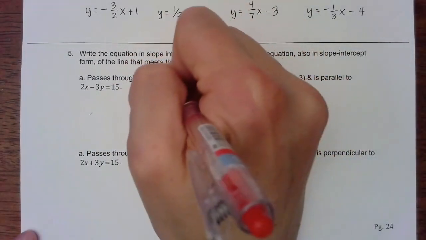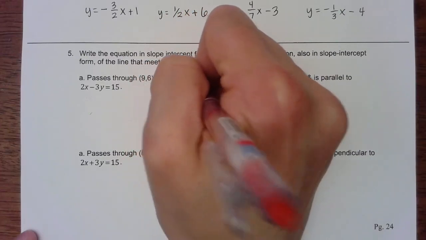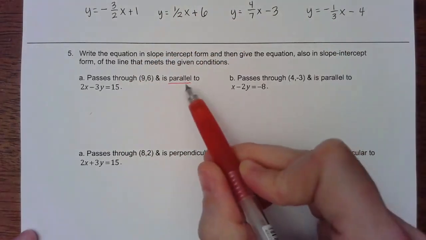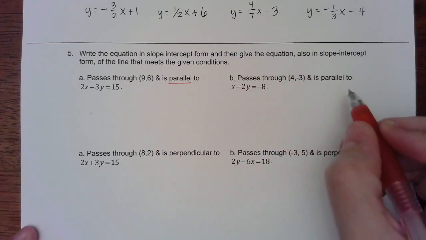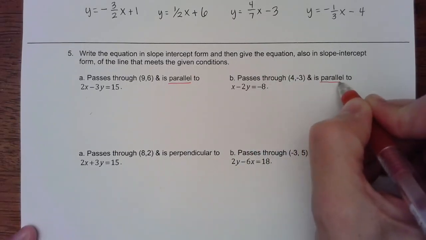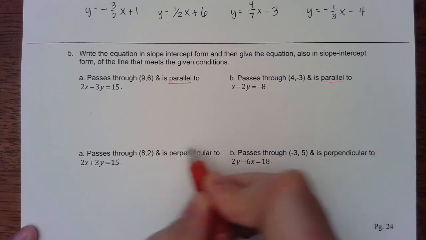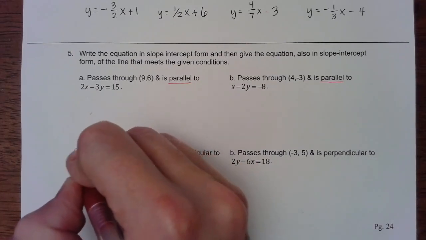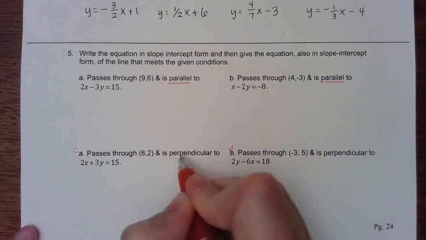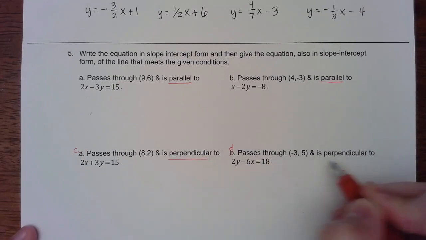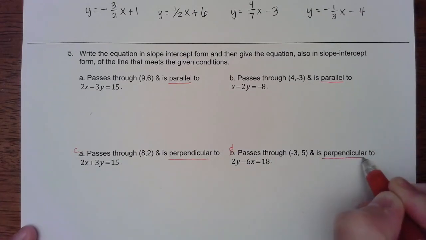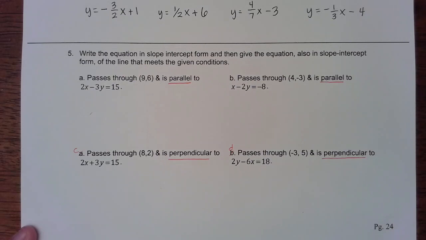I'm going to underline the word parallel. If you have a highlighter and you'd rather highlight it, that's important because we're going to need to see that word when we do this question. On B, it says it's parallel to this line. On A number 2, I guess this could say C, and this one could say D. On this one it says perpendicular, and then on this one it says perpendicular. So we'll need to go back to the definitions of those words to help us when we're solving.